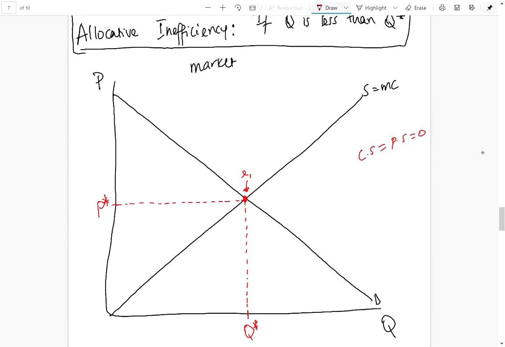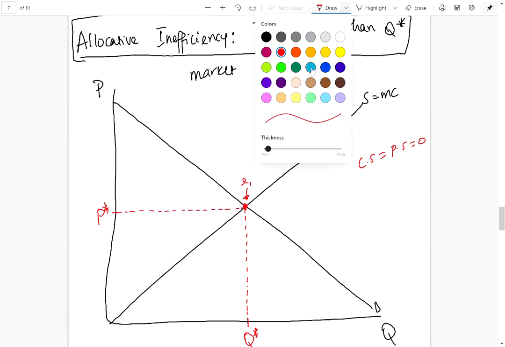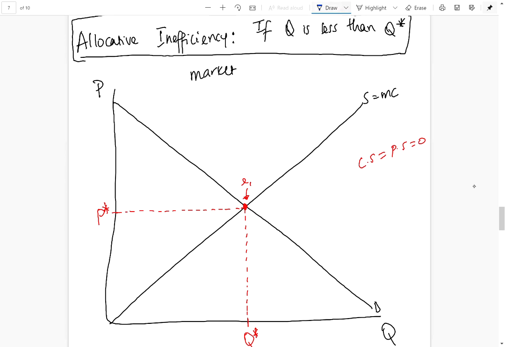Now we're looking at a scenario where Q is less than Q star.